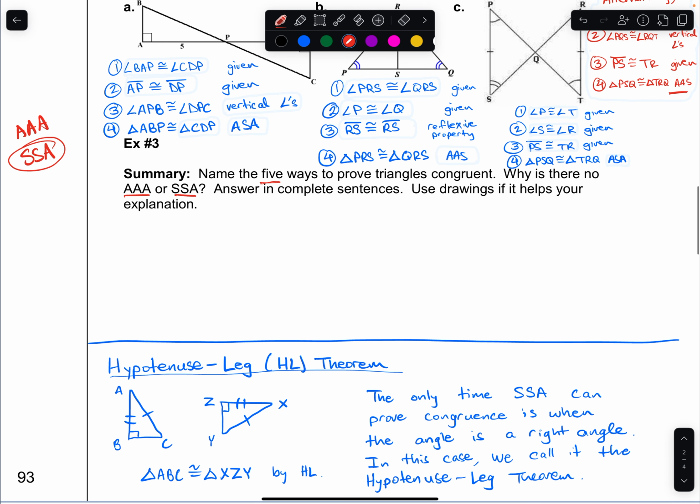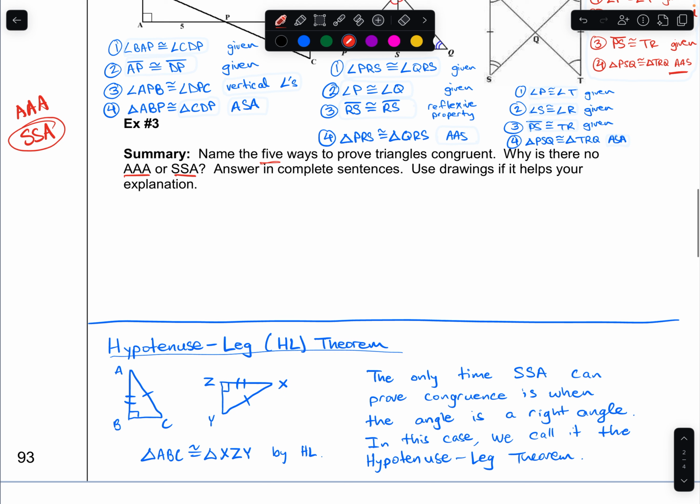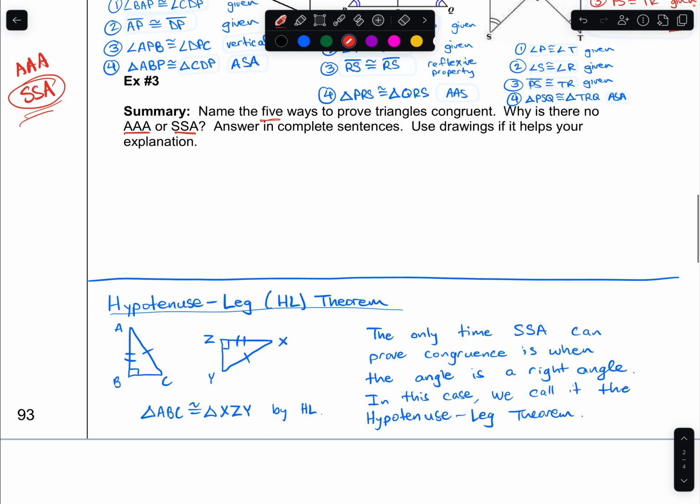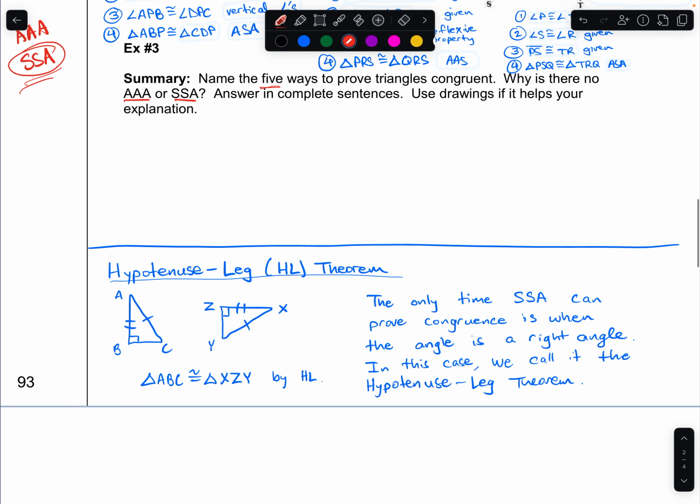Side-side angle typically does not prove congruence. You can have 2 different triangles that aren't congruent, but still have side-side angle. The only time side-side angle actually works is when that angle is a right angle. And in that case, we call it the hypotenuse leg theorem. Just as a reminder, the hypotenuse is the longest side of a right triangle.